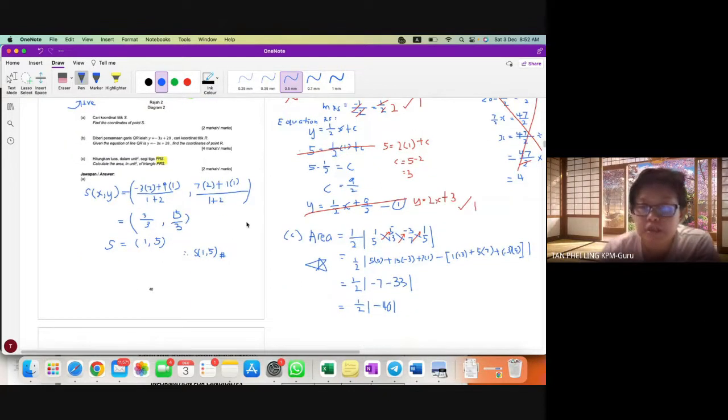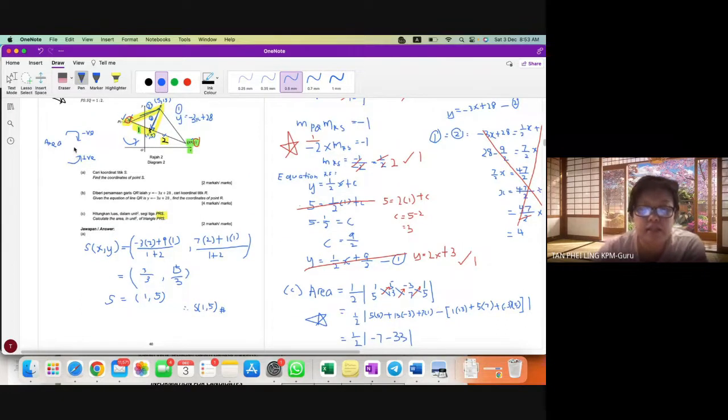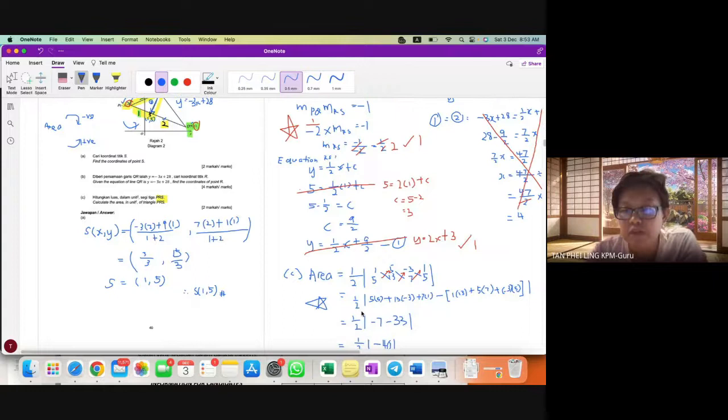Oh, I know already, because I take the red one minus the blue one. Correct. Red one minus blue one. Oh, okay. By right, I need to take blue one minus red one, but doesn't matter. Actually, I shouldn't bring this up so that you won't get confused, because area you will always get positive because of the modulus.